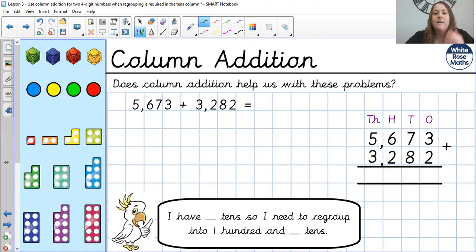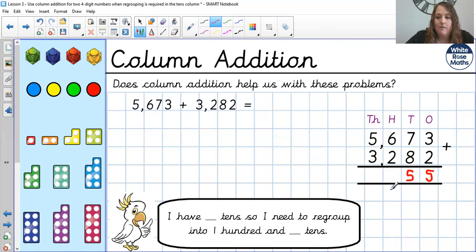Okay, let's see what this looks like without the counters then today. So the column addition, again, the first thing we're checking, have I put the numbers in the right order? Is the thousands in the thousands, the hundreds in the hundreds, the tens in the tens, and the ones in the ones? It's a mouthful to say each time, but that vocabulary, we really need to get into our head that the numbers go in the right places. And then, just as I said on the other video, our Coco down there has that phrase for us. I have so many tens, so I need to regroup into 100 and something tens. Okay, let's have a go with this one then. 3 add 2 is 5. 7 add 8, 15.